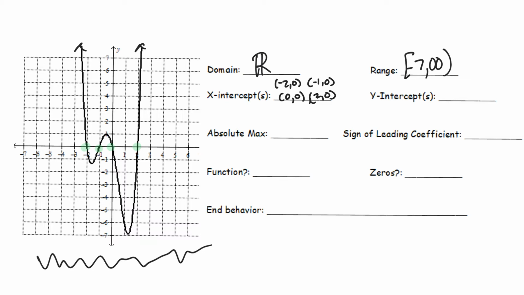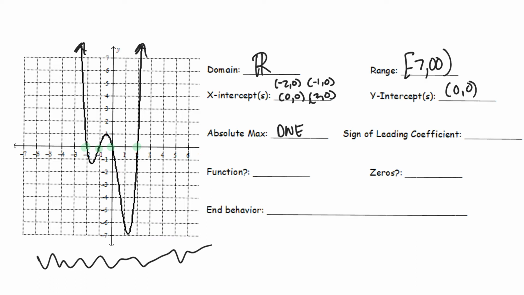Y-intercept, where it crosses the y-axis, it only touches the y-axis at one location, which is the origin. Absolute max. So does this graph have an absolute max? A point that is higher than all the other points? Clearly not. We have 2 arrows pointing up. So that means it's going to continue forever in the positive y direction. So that means my max is D and E or none.